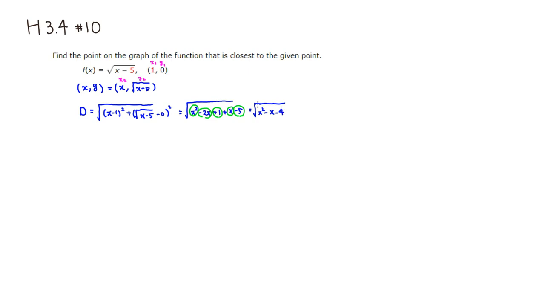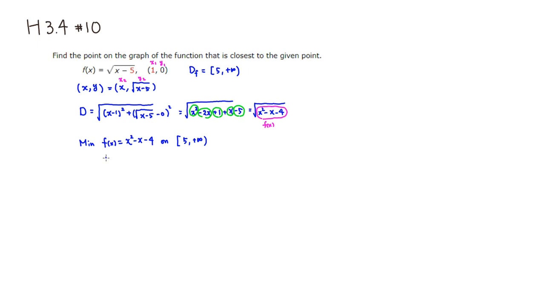What I'm going to do is minimize just the inside function. I'm going to call this function f of x. So we want to minimize f of x equals x squared minus x minus 4. There's a restriction on x because this function is not defined for all x. The domain of the given function has to be at least 5, so it's 5 and up. So we need to minimize this function right here.